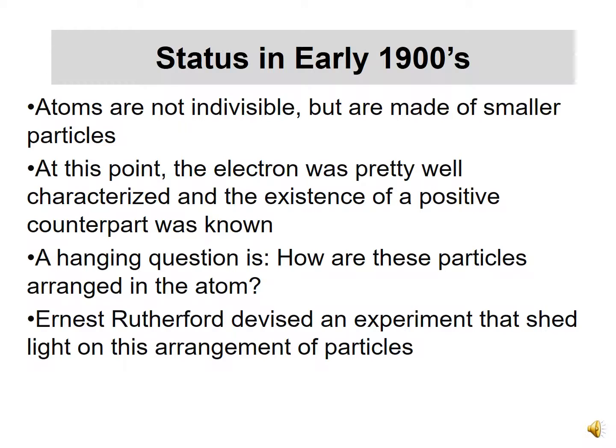At this point, the electron, which you've heard of, a small negatively charged particle, was pretty well characterized. We knew its mass, we knew its ratio, and the positive counterpart was also known. The big question is, if this is true, how are all these things put together? A man named Ernest Rutherford devised an experiment in the early 1900s that shed some light on what this arrangement of particles looks like in an atom.